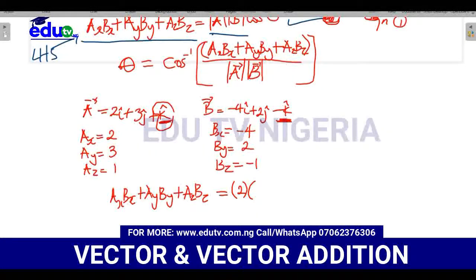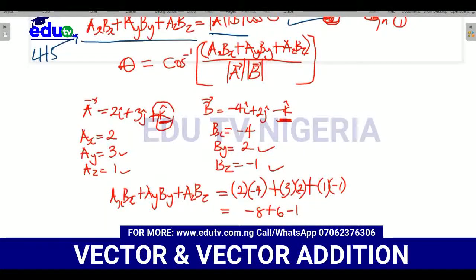So Ax multiplied by Bx, that will give us 2 multiplied by minus 4 plus Ay is 3, it's given to us as 3, and By is given to us as 2. We have this next one plus Az. This Az is 1. And the Bz is minus 1. So let's calculate this. We have minus 8 plus 6 minus 1. And what would that give us? We have minus 8 minus 1, that would be minus 9. So minus 9 plus 6 will give us minus 3.